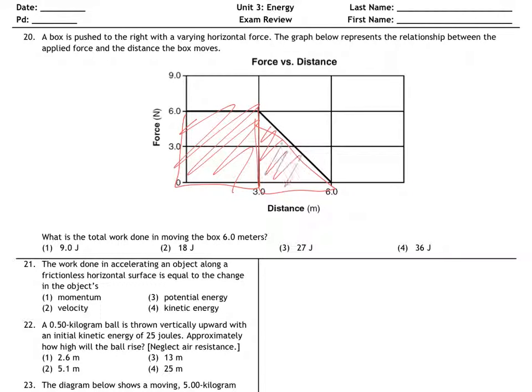So we'll need to use two different equations. We'll need to use the basic area equals BH, but we'll also need the slightly less basic area equals 1/2 BH, and then we'll combine those for our answer. So I got 18 for the rectangle and 9 for the triangle, and when you combine those two, you will get 27. So 27 joules is the amount of work that was done in moving this particular box a distance of 6 meters.